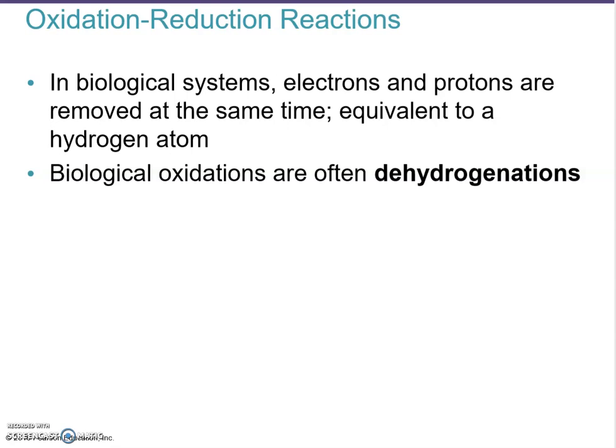Okay, so in biological systems, most of the time we're not talking about the transfer of electrons alone, but about the transfer of hydrogens. Now, what's a hydrogen atom? It's just a proton, P+, surrounded by an electron, E-. So that basically would be one hydrogen atom: a proton in the center, that's the nucleus of this atom, and then a single electron balancing the proton right here. So this would be one hydrogen.